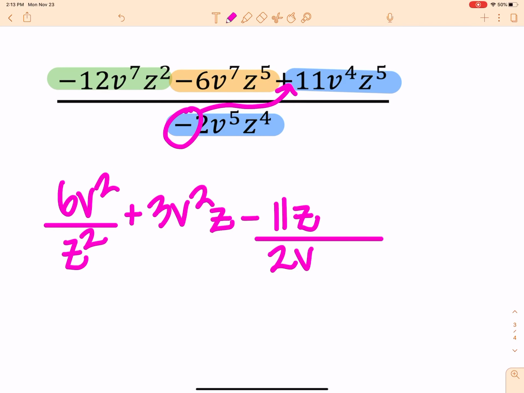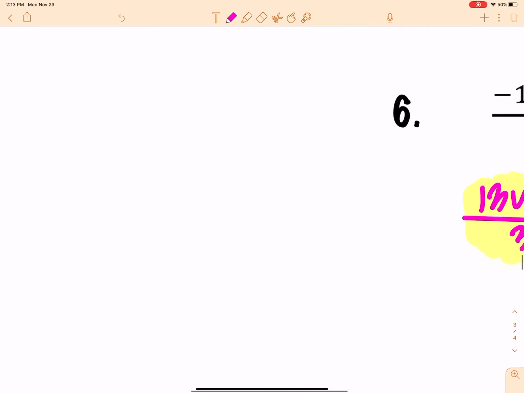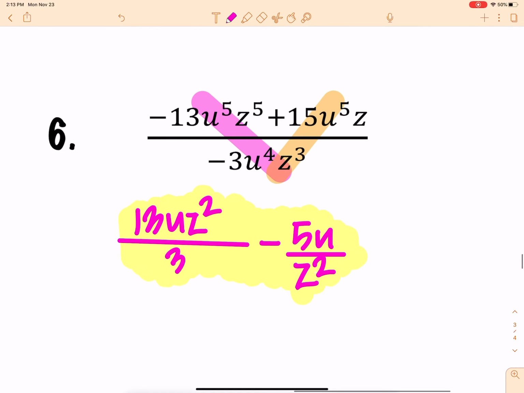So try number 6 all by yourself and then return back for the answer. All right, number 6. It was just 2 terms, but just be very careful with signs and fractions, and this will be your final. So again, this should have just been a review of multiplying exponents and dividing them and simplifying, and then we're going to really get into the chapter with the next section.